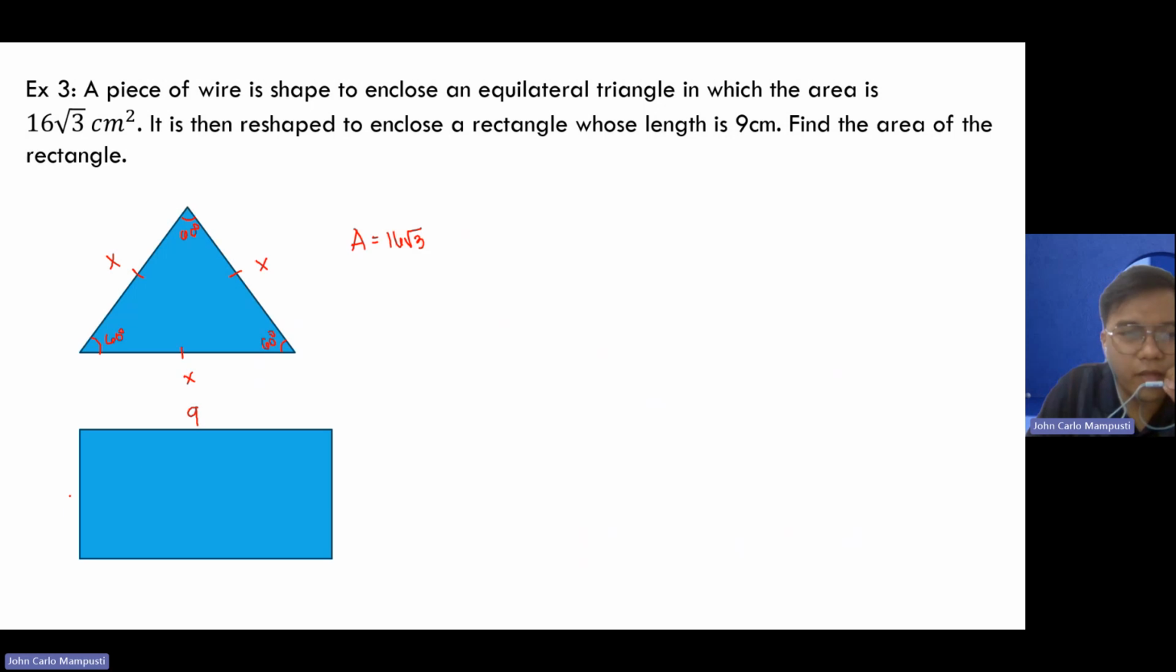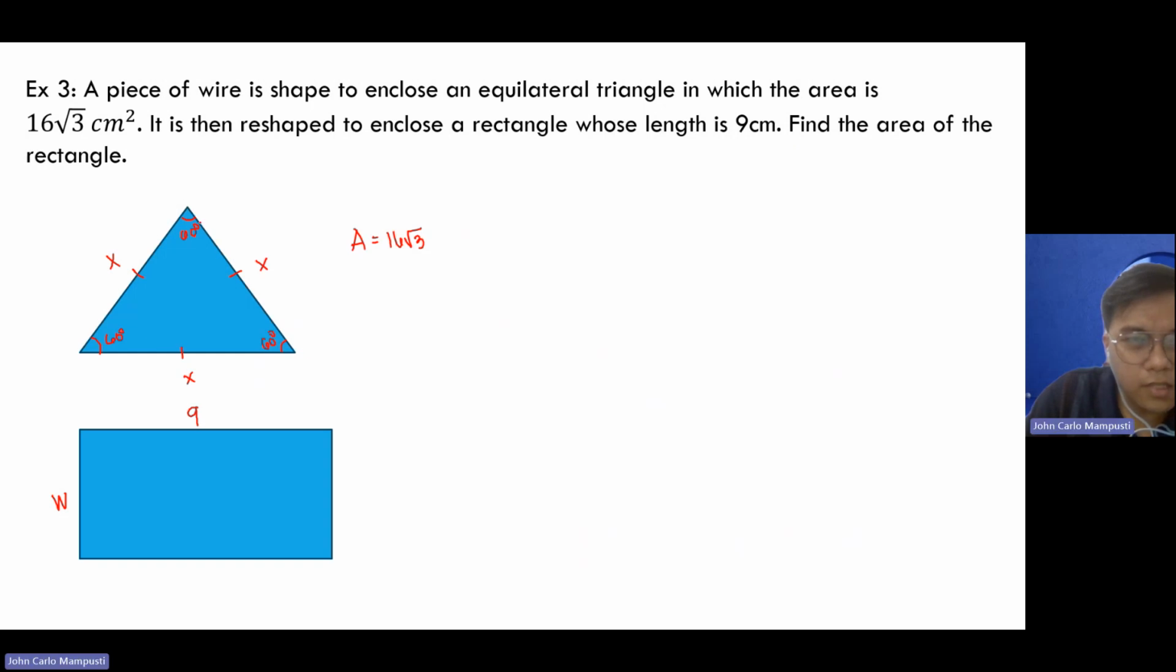So in finding the area of rectangles, of course, we need length and width. So, dito unknown yung ating width. So, let's say W. Okay, so ano bang gagawin natin para makuha natin? So, ang gawin natin, kunin muna natin yung perimeter.